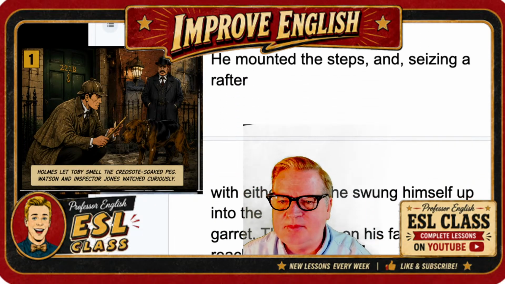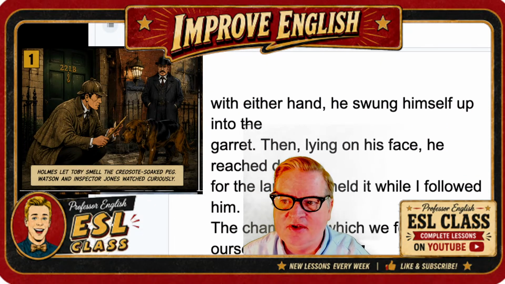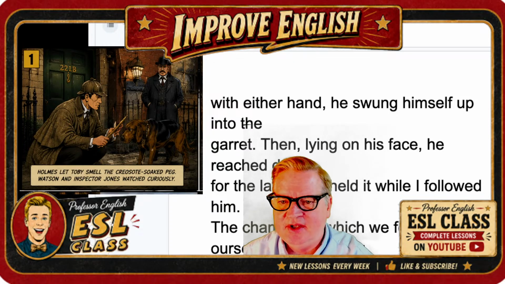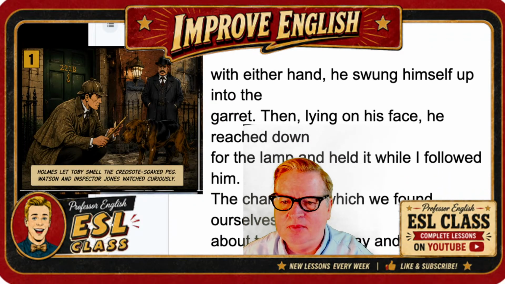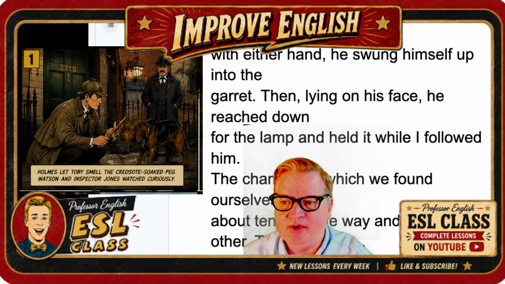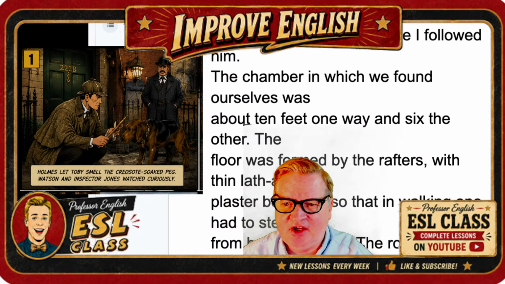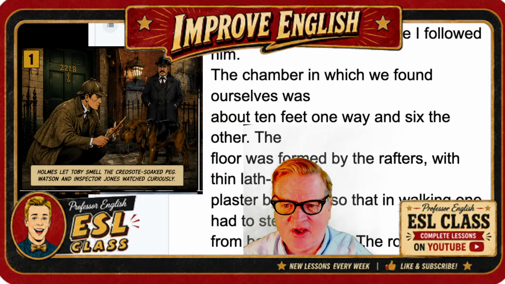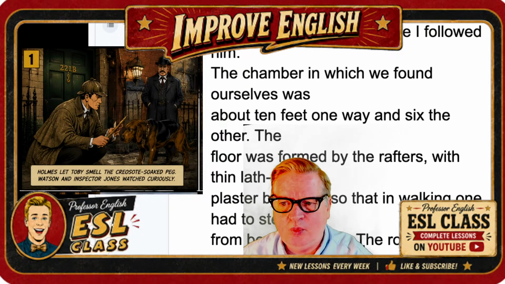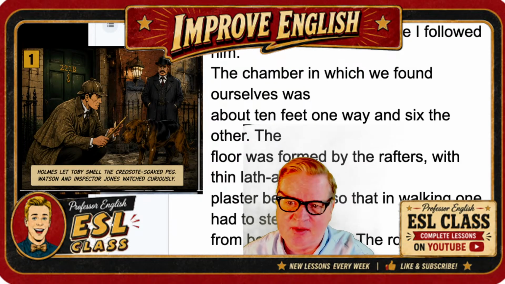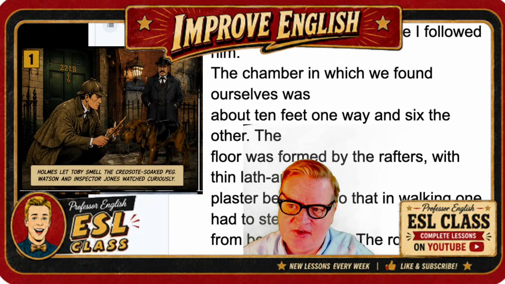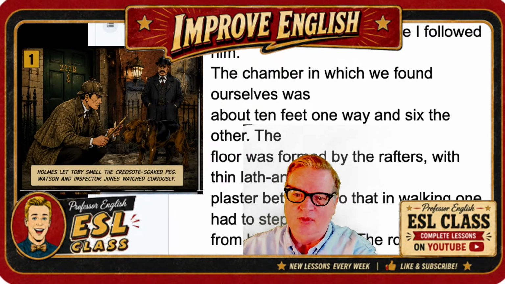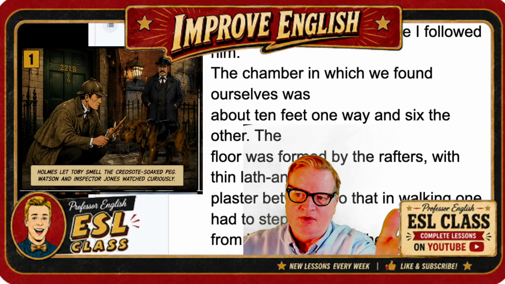He mounted the steps, and seizing a rafter with either hand, he swung himself up into the garret. A garret is like a tower. Then, lying on his face, he reached down for the lamp and held it while I followed him. The chamber in which we found ourselves was about 10 feet one way, so that's maybe 3 meters one way, and 6 the other, so that's maybe 2 meters the other. So the room is maybe 3 meters by 2 meters.